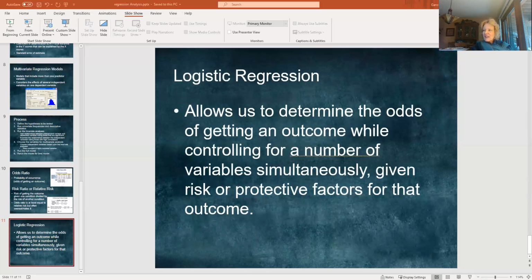So logistic regression is a useful statistical tool that allows us to determine the odds of getting an outcome while controlling for a number of variables simultaneously, given the risk or protective factors for that outcome. And you will have an assignment that allows you to walk through conducting logistic regression and interpreting it.